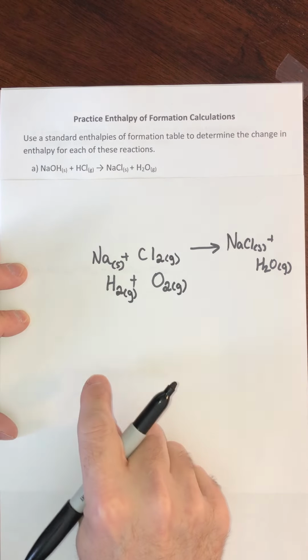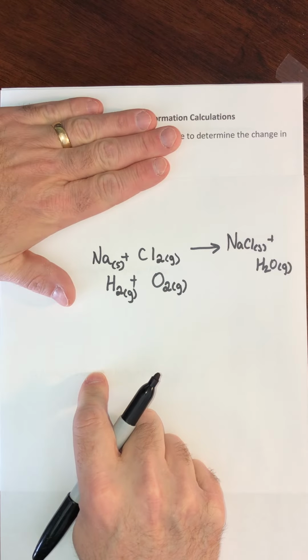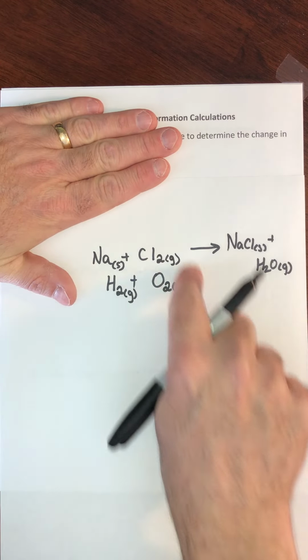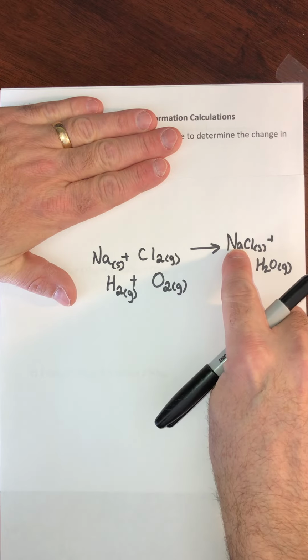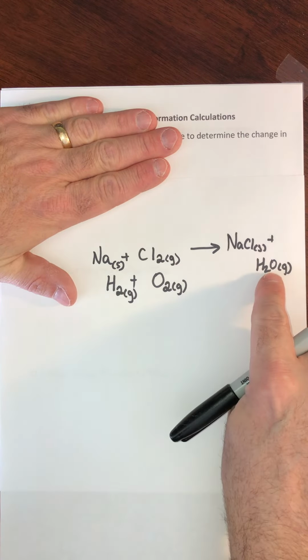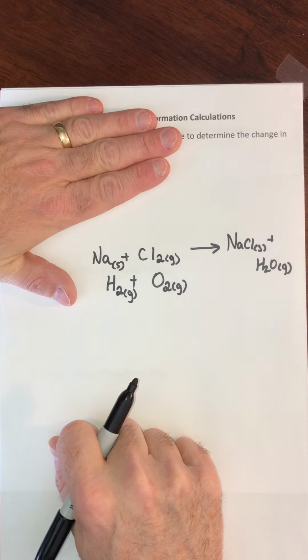So if I wanted to, I could ignore this and think of this as a formation reaction. Take the elements and form the first product. Take the elements and form the second product.